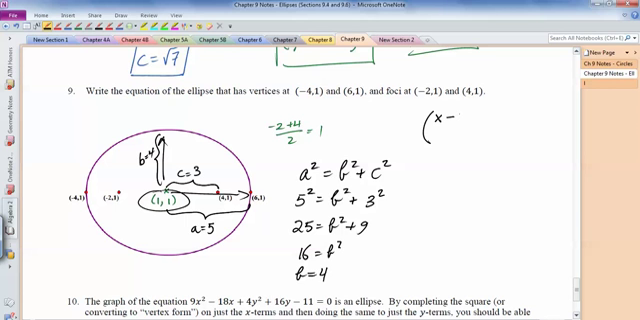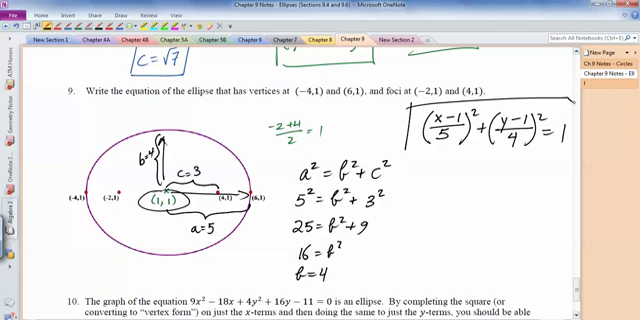Since the center is at 1, 1, I've got this set up first, and then I stretched it 5 units out left and right, and 4 units up and down. So there's our equation.